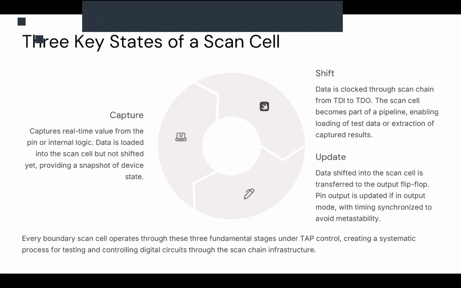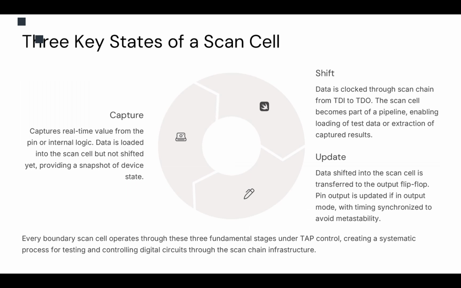Now, there are three fundamental operational states for the boundary scan cells: one of them is capture, another one is shift, and then update. In capture, we have values, I'm sorry, I said real time, it is not real time. Actually, it has a delay, not much, but a little bit of a delay. We capture the values from the pin or internal logic, providing a snapshot of the device state. In shift, it is the same as we talked about earlier. The clock, the TCK, introduces some pulses, and those pulses trigger a shift along the scan chain. So it pushes the data bit by bit through all the scan cells that are connected in series.